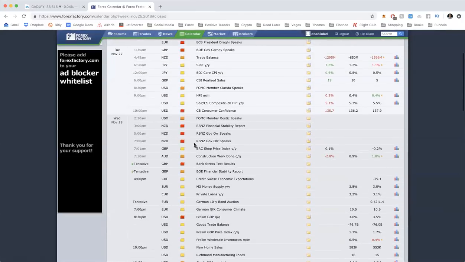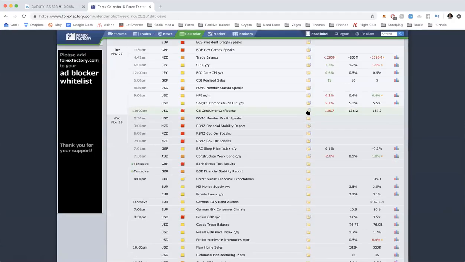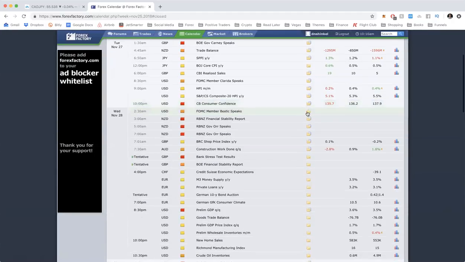If you guys don't know what consumer confidence is, like right here, they take something like 5,000, I believe. Let's just double check. Survey of about 5,000 households, which asks respondents to rate the relative level of current and future economic conditions, including labor availability, business conditions, and the overall economic situation. Okay, so it's literally what it says: consumer confidence. Right, it's these households, how they feel, their sentiment on what the U.S. is doing and how the U.S. economy is going, and then that is rated on a scale.